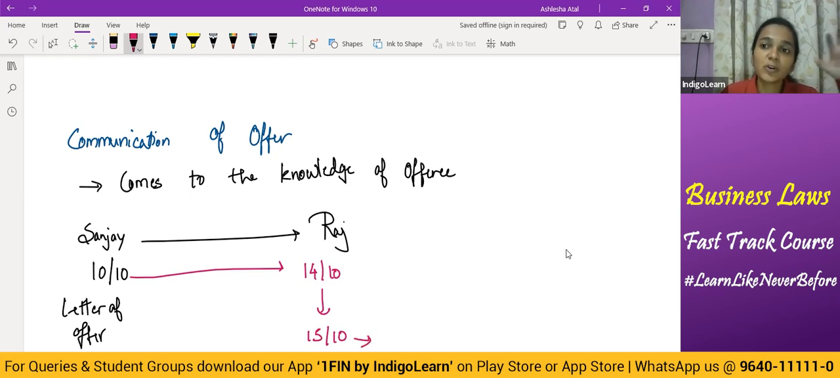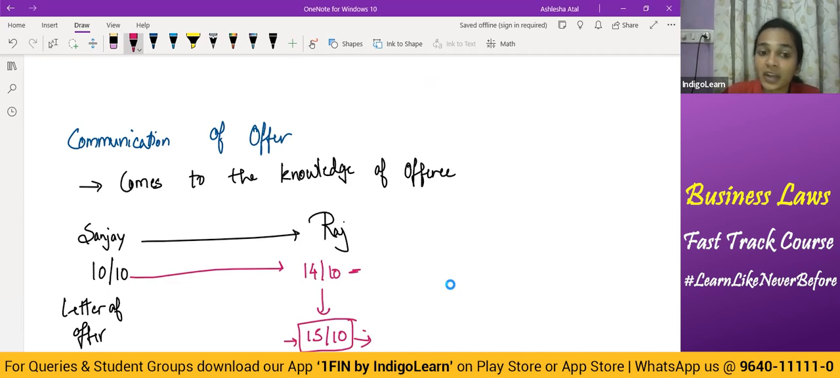So he comes to know about the offer only when he reads the letter. On 14th of October, the letter reached him. However, he did not read the letter, which implies that he did not come to know of the offer on 14th of October. So 15th of October is the date when Raj comes to know of the offer. So the communication of offer is complete on 15th of October. 15th of October is the date of completion of communication of offer.